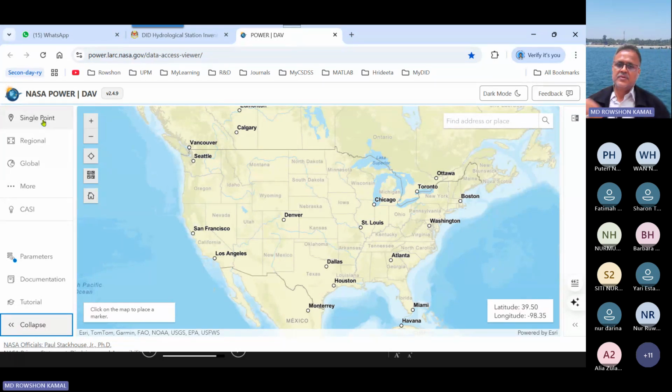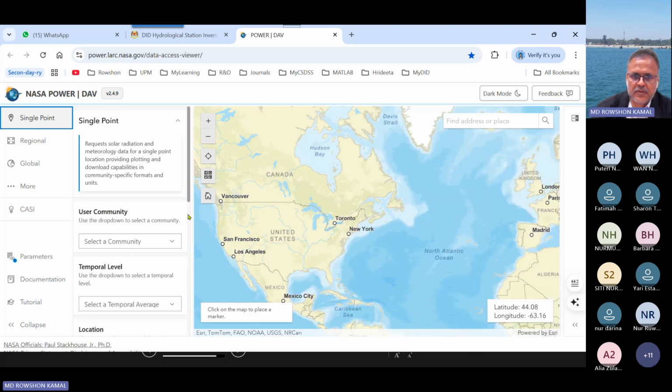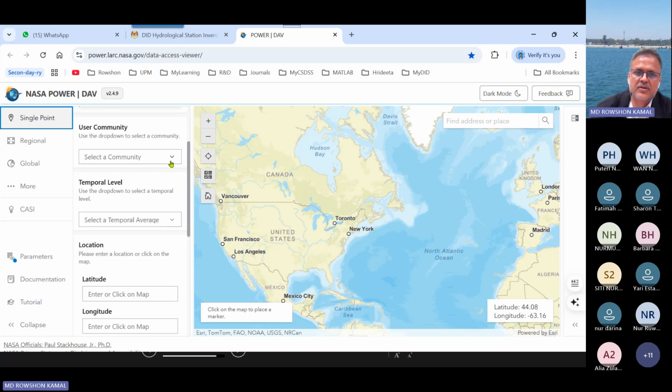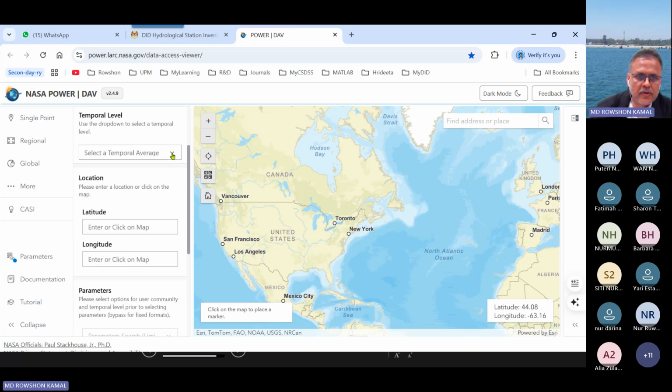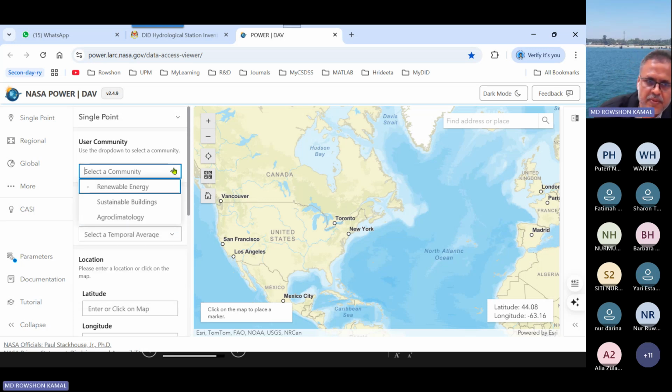Because the purpose of this website is to collect data, for our educational purpose we don't need to go to GPS, we don't need to go to MMD, we can collect data from here. That's why I said click on single point. Please remember the steps, because I am recording now, and you can practice again. Single point. Then you can see community. Community means users. What is your purpose?